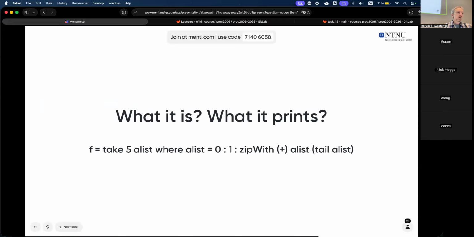All right, so what is it? What does it do? What will it print? Can you read the code and try to see what F is at the end?